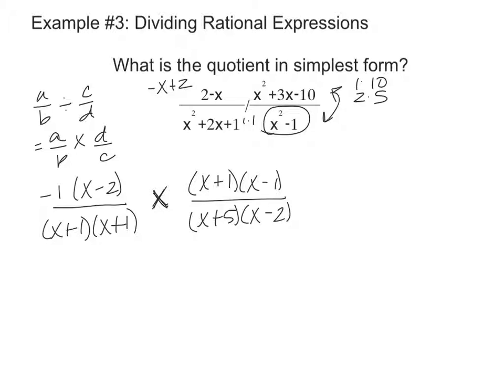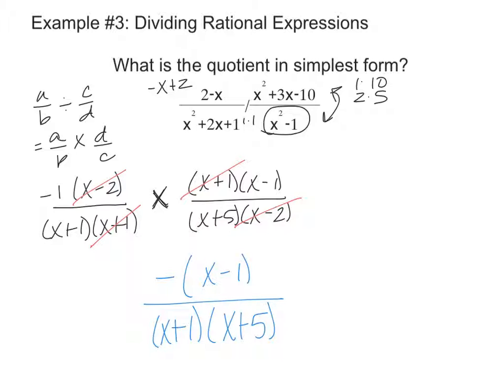Alright, so from there, since we're multiplying, remember we can simplify diagonally and vertically. So let's diagonally simplify first. I can get rid of my x plus 1s, and I can also get rid of my x minus 2s. And there's nothing to simplify vertically. So we are left with, as a final answer, negative parentheses x minus 1 over x plus 1 and x plus 5. We are done. We only have one try for this section, so we're just about done.